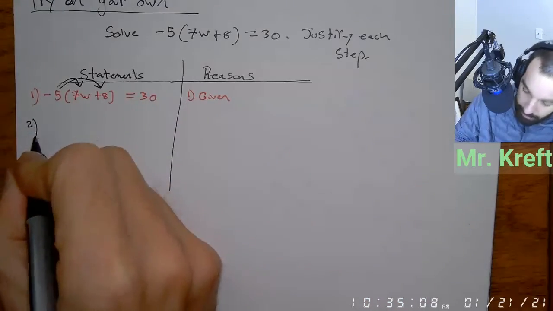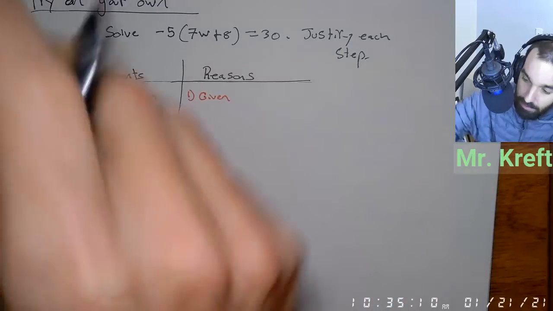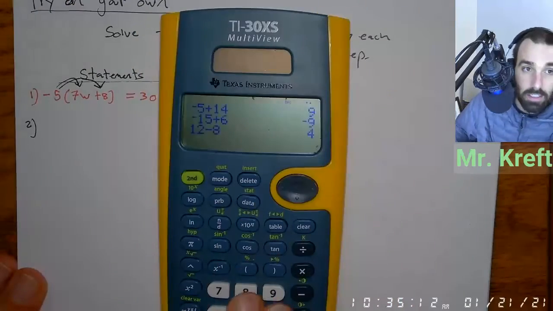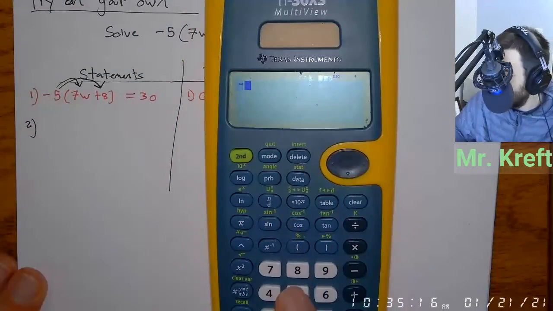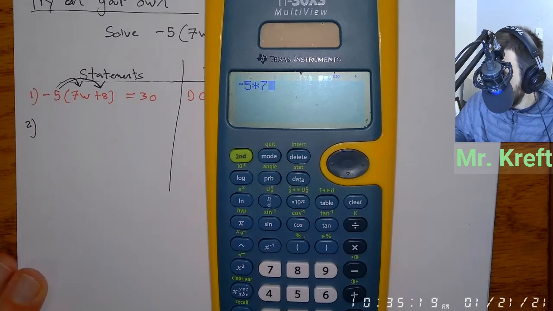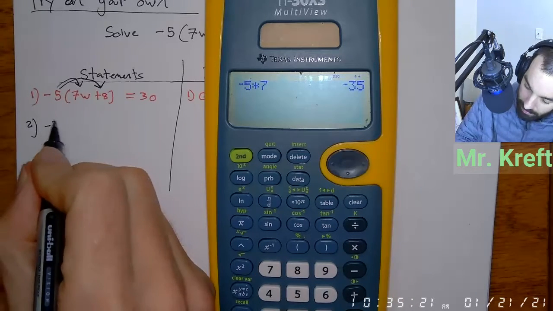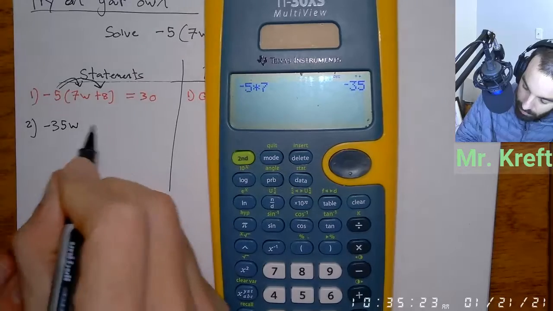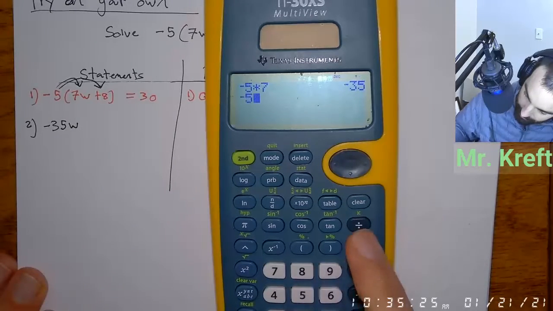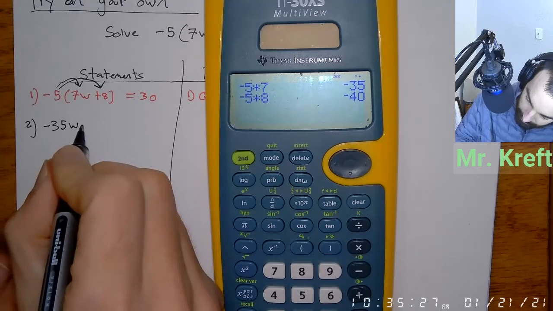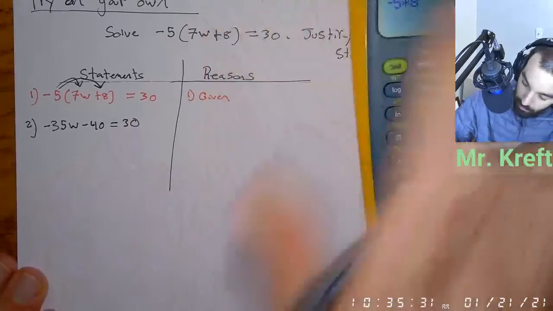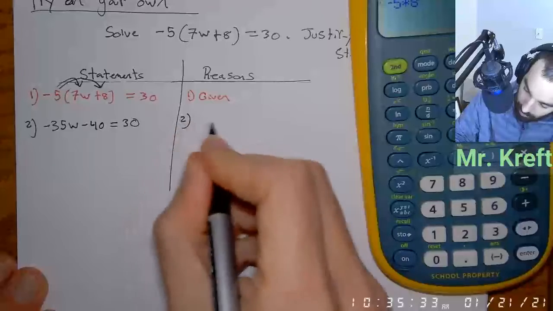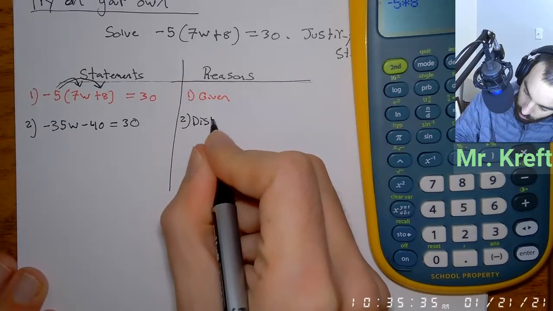Okay? So I'm going to get my step 2. So a negative. And again, if you guys need calculators or Desmos, right? Desmos is a free online calculator, or you can download the app. I'm going to multiply here, so I get negative 35W, and then negative 5 times 8, I get negative 40 equals 30. And then for my reason, right, I'm going to write distributive property.